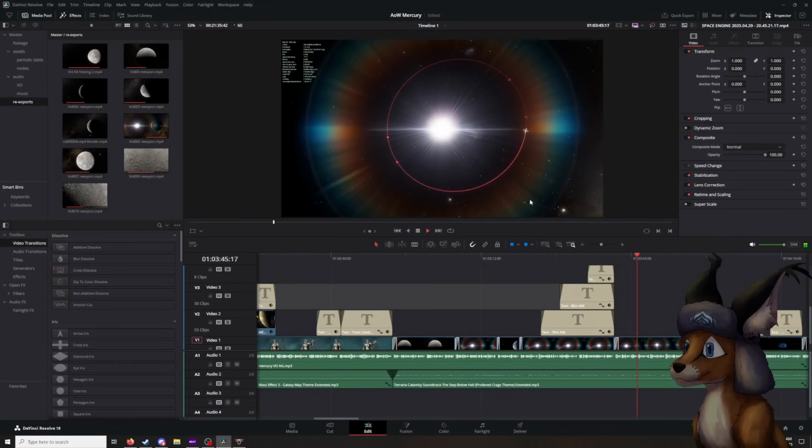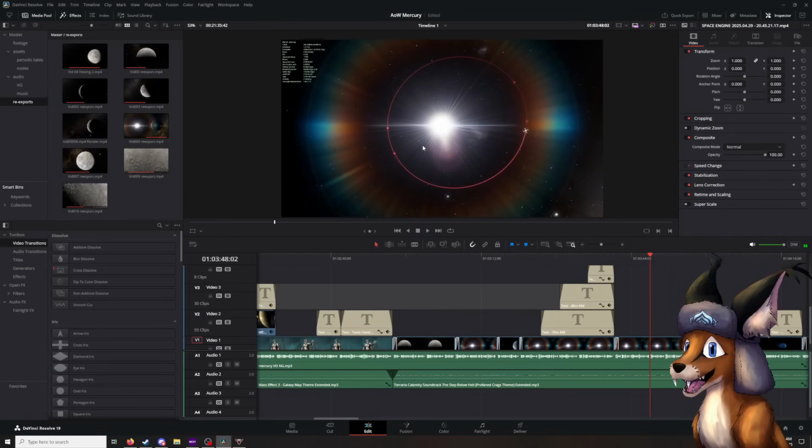Its gravity is more or less impactful on... See how Mercury's orbiting around the sun, slowly moving? The sun is relatively centered. The problem is, Space Engine simulates a lot of things, including the sun's motion around the galactic center.